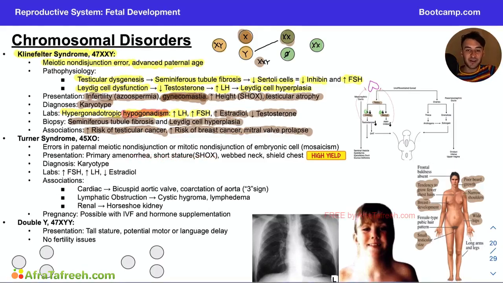Let's move on to talk about Turner syndrome, which is our genotype of 45,X0. Let's talk about some of the molecular genetics. This is due to errors in paternal meiotic non-disjunction or mitotic non-disjunction after fertilization, which is referred to as mosaicism. So let's review some of this content.